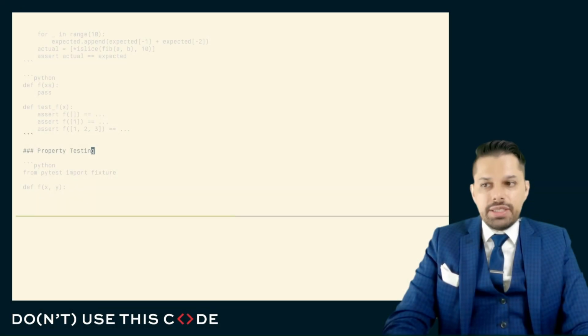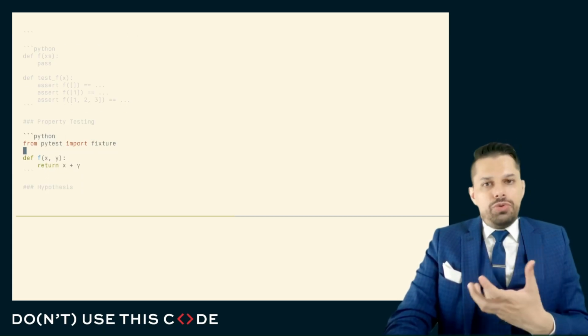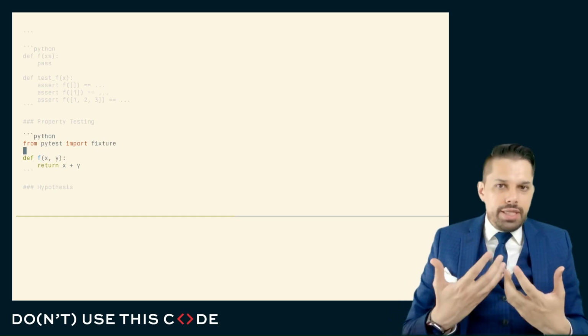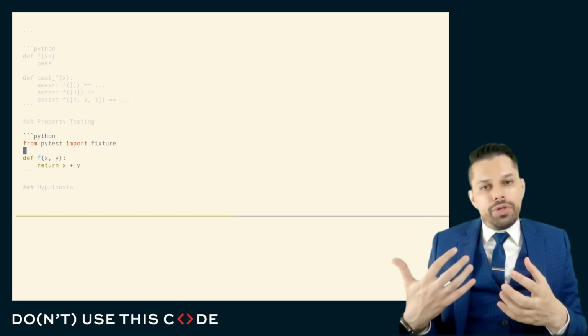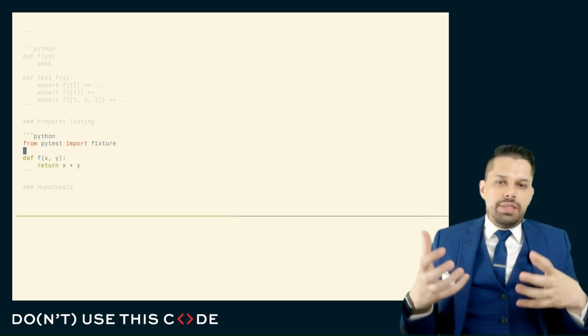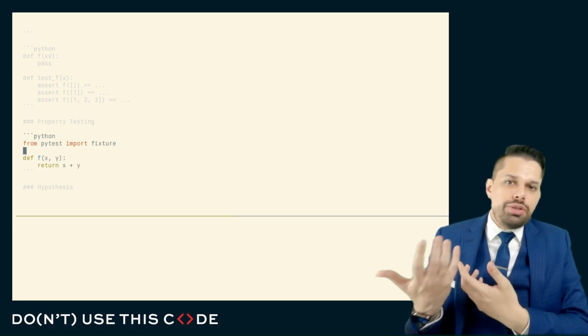One of these better techniques is what we might call property testing. When we put together a Pytest, that Pytest can actually take parameters. And in Pytest, how we generate those parameters is called a fixture.